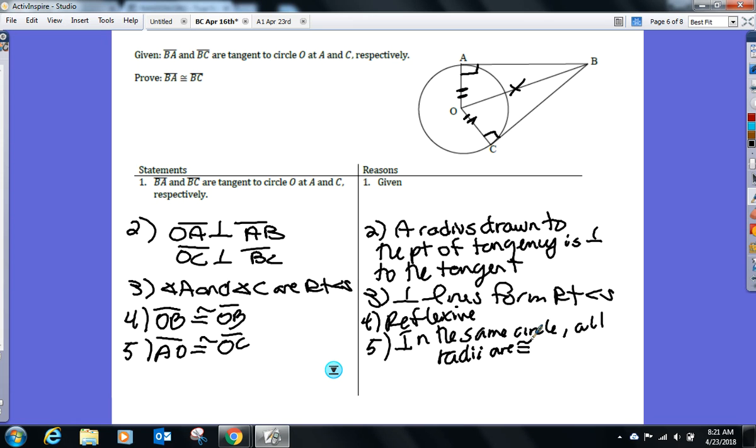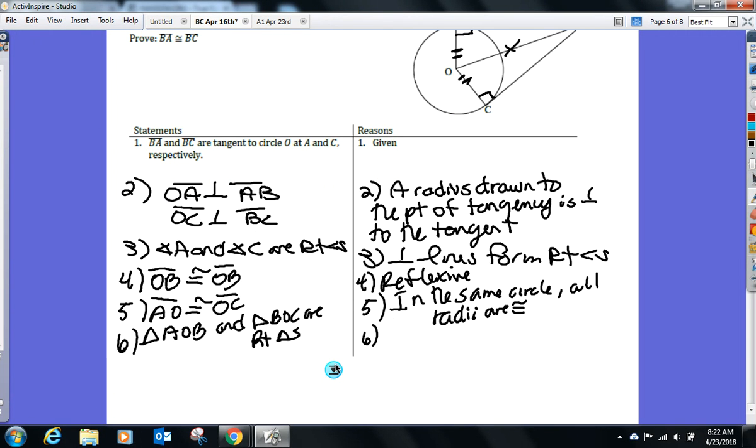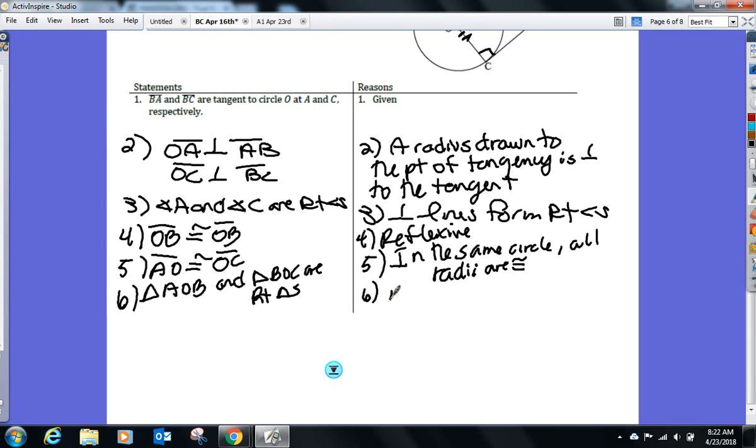Anybody remember what I needed to write down before I was allowed to use HL? You needed to tell me they're what? Right triangles. Okay, you need to tell me they're right triangles before using HL. So triangle AOB and triangle BOC are right triangles. Anybody remember the reason why they're right triangles? Because right triangles have right angles.